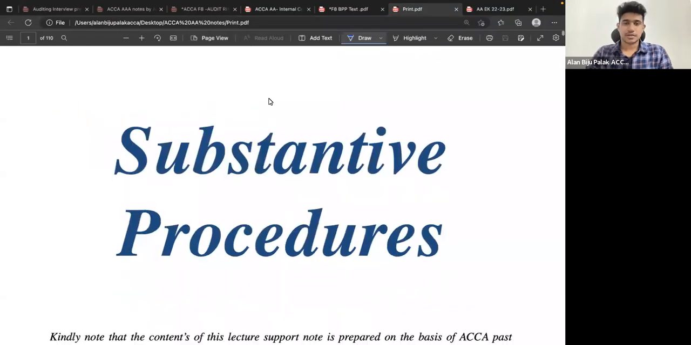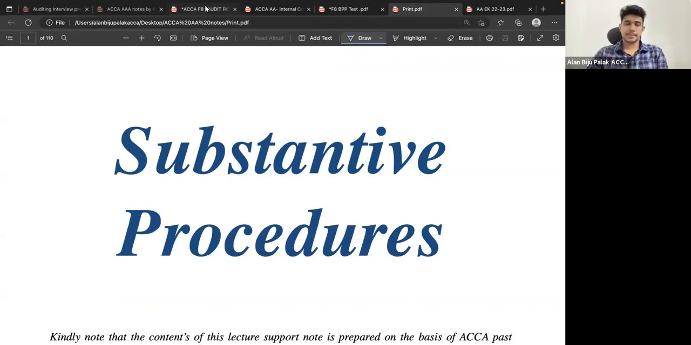We have covered the file called substantive procedures. I will be sharing the same file in the group today itself. We will start our discussion with the same notes so that you can get a proper picture of what has to be considered as part of substantives.